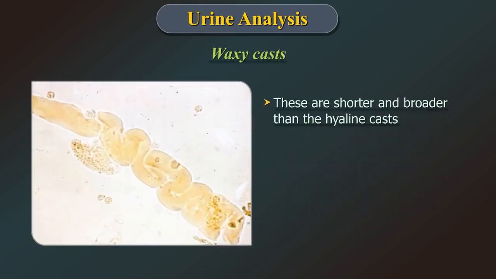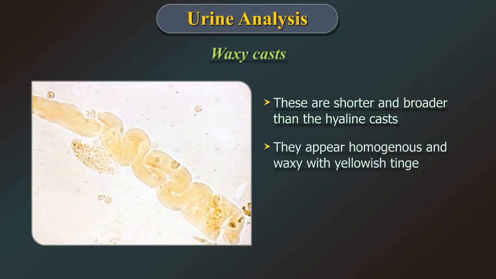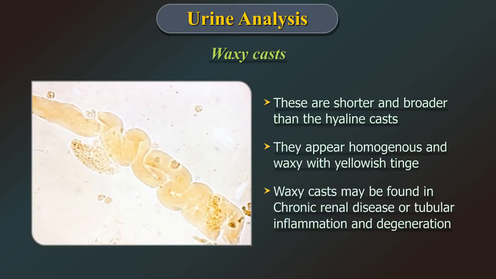Waxy casts are shorter and broader than the hyaline cast. They appear homogeneous and waxy with yellowish tinge. Waxy casts may be found in chronic renal disease or tubular inflammation or degeneration.